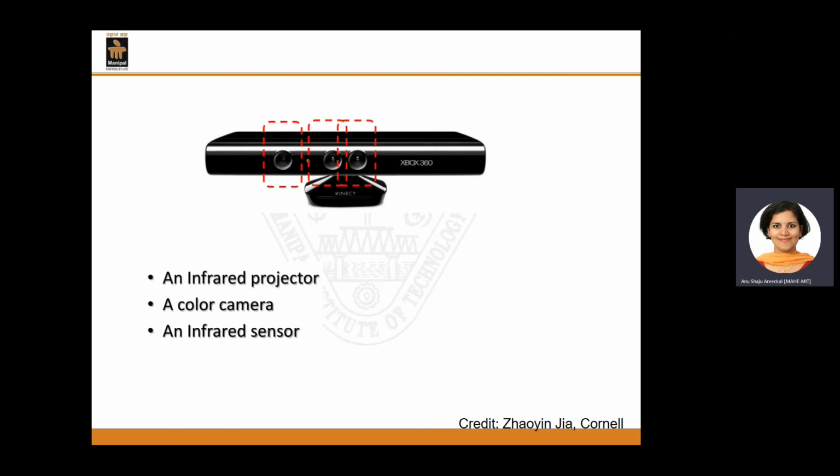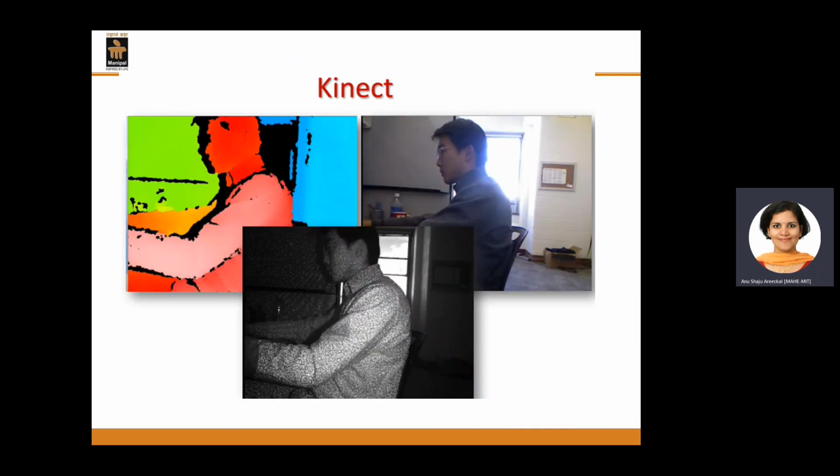Now it has got three different sensors here. One is the infrared projector. It has got a color camera as well as an infrared sensor. Okay, so this color camera is used to obtain the RGB image of the particular scene, and here the infrared sensor and projector is there. That means you have a transmitter, and the infrared rays are reflected from the object and reach back, and the sensor senses that. So from that, what we get is the range information or the range data.